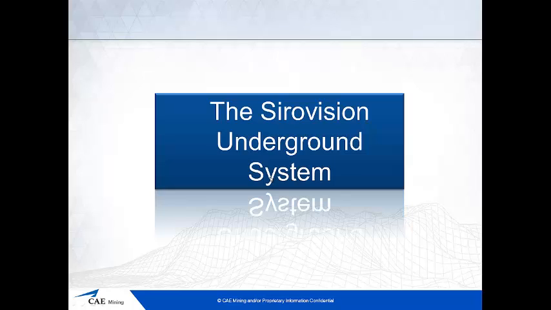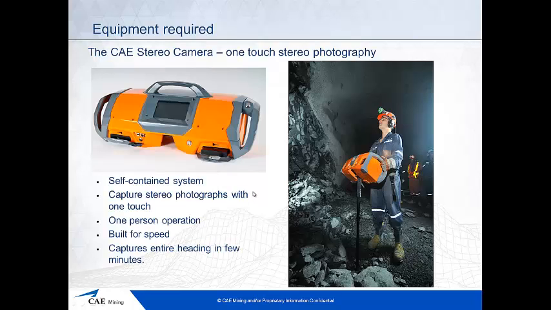So that was open pit, so I'll just quickly explain our underground system. We are quite unique in that we've developed a specialized CAE stereo camera, which is designed to take stereo photographs underground with one touch of a button. The idea of this is to allow you to take stereo photographs of a heading in basically a few minutes. For a single heading, you might take 4 to 6 stereo photographs, and you can accomplish that in 60 seconds or 2 minutes. So this unit, as you can see here, has been designed to be used by one person. It's self-contained. It contains its own lighting system, its own laser light system, and it's built for speed. So as I say, you can take the photographs for a single heading in a couple of minutes.